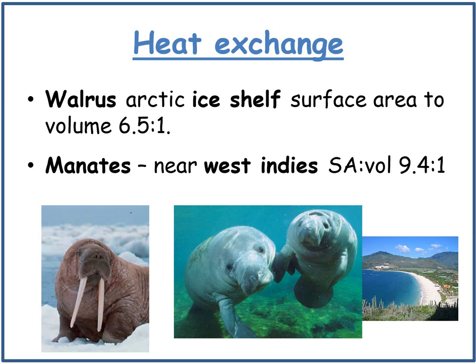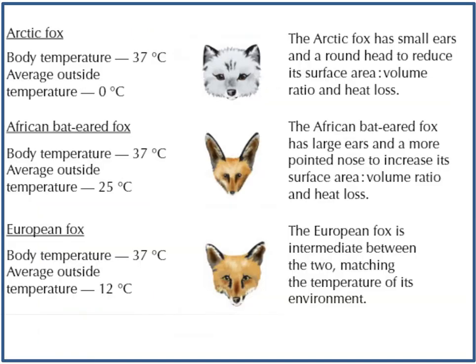So in a cold environment, they will have a smaller surface area to volume ratio, so they don't lose as much heat. And in a hot environment, they'll have a larger surface area to volume ratio to help them lose heat. So a walrus that lives in the Arctic ice shelf has a surface area to volume ratio of 6.5 to 1, whereas manatees, which live near the West Indies, have a surface area to volume ratio which is higher, 9.4 to 1.